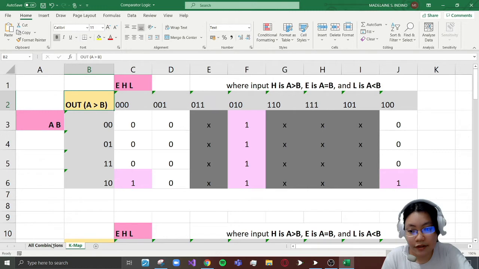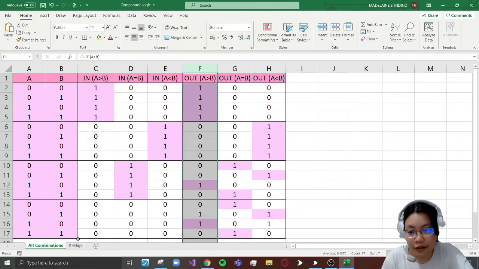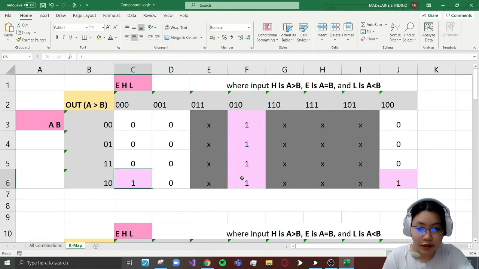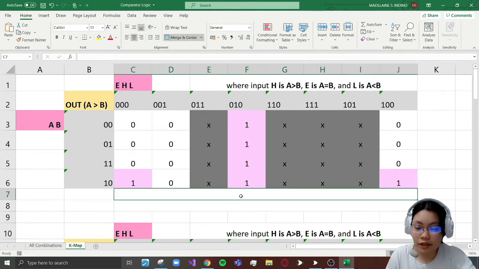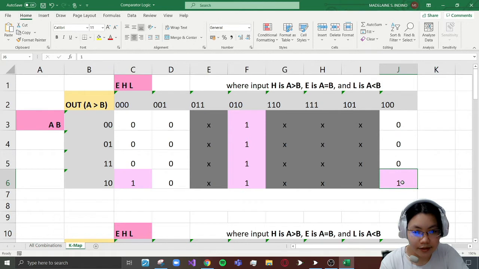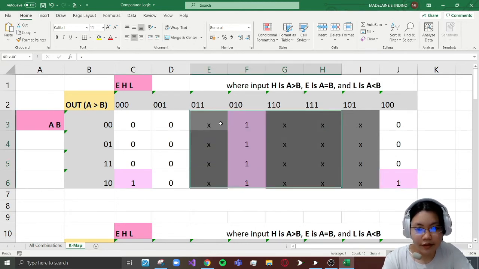So when A is greater than B, this is column F. There are 4 instances where the signal will be turned on, and those instances are these light pink shaded over here. So looking at this Kmap, we can classify 2 groups. The first group will be this and this. The second group will be this.